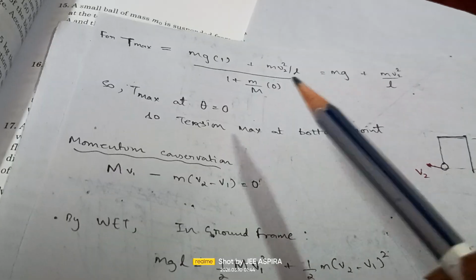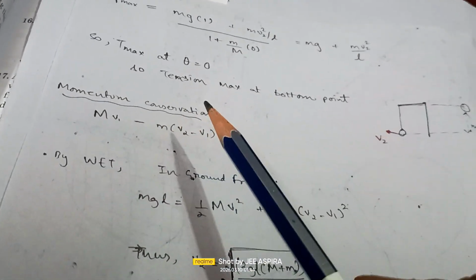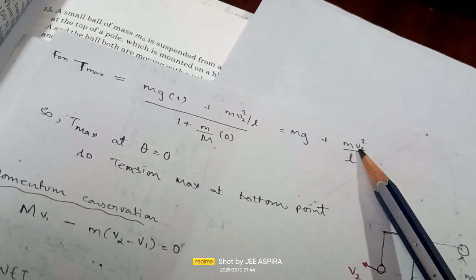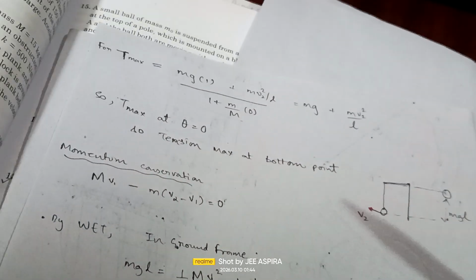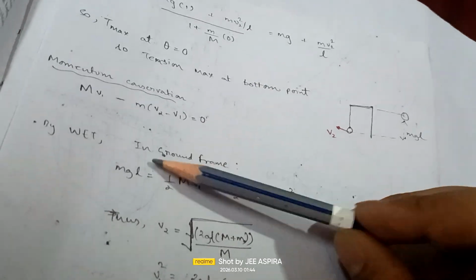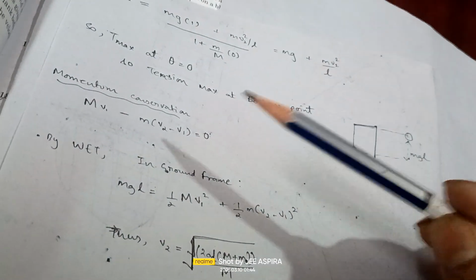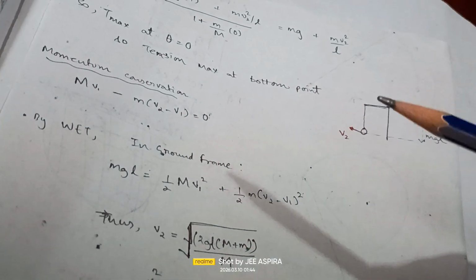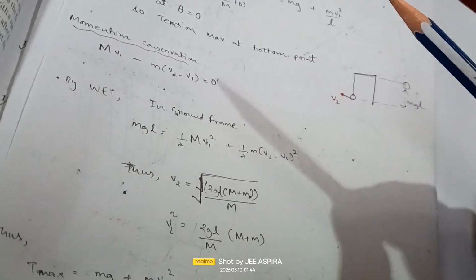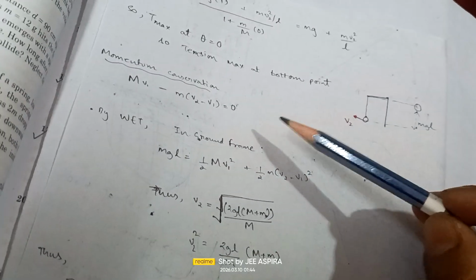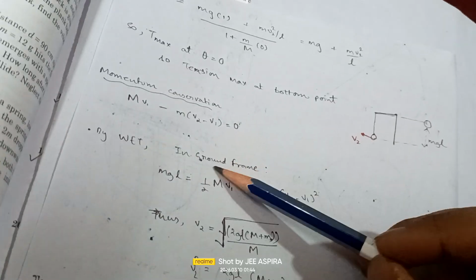For T max we have only v2 unknown, so we need to find v2. There are two methods: using the work energy theorem, you can come in the ground frame, or you can do this problem in the center of mass frame. I guess the center of mass frame is less calculative, but I'm doing it in the ground frame.